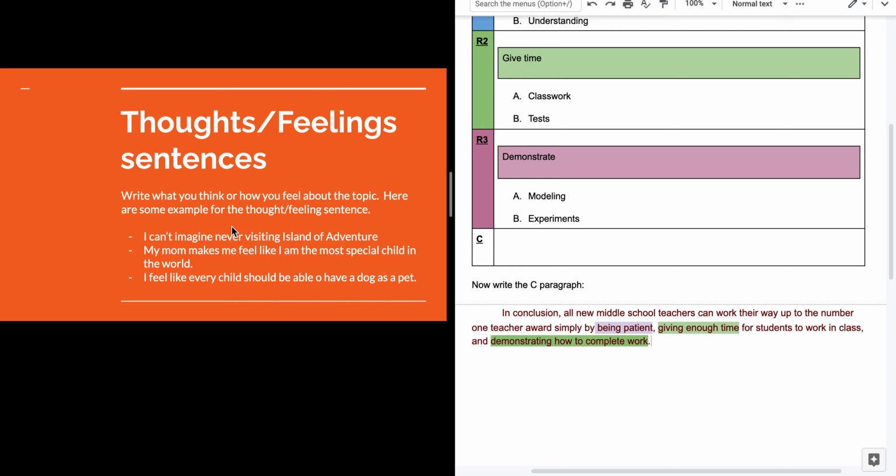So we want to write what we think or how we feel. This is stuff that doesn't need to be proven or cited. It's not really facts, it's just subjective feelings. So some examples are, I can't imagine never visiting Island of Adventure, or my mom makes me feel like I'm the most special child in the world, or I feel like every child should be able to have a dog as a pet. None of these things need to be proven. It's just how we feel.